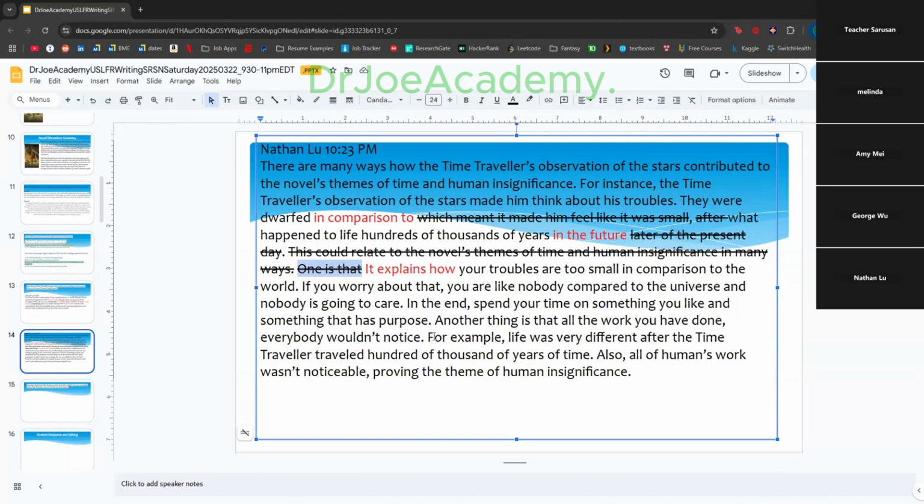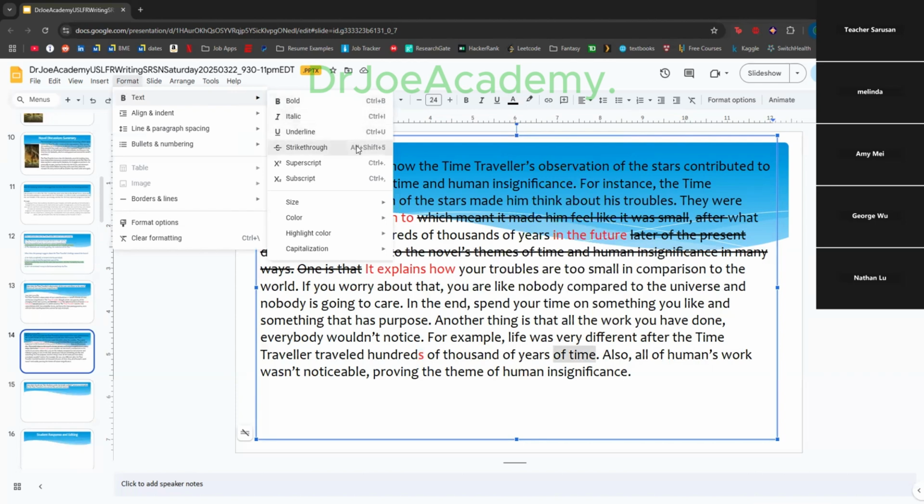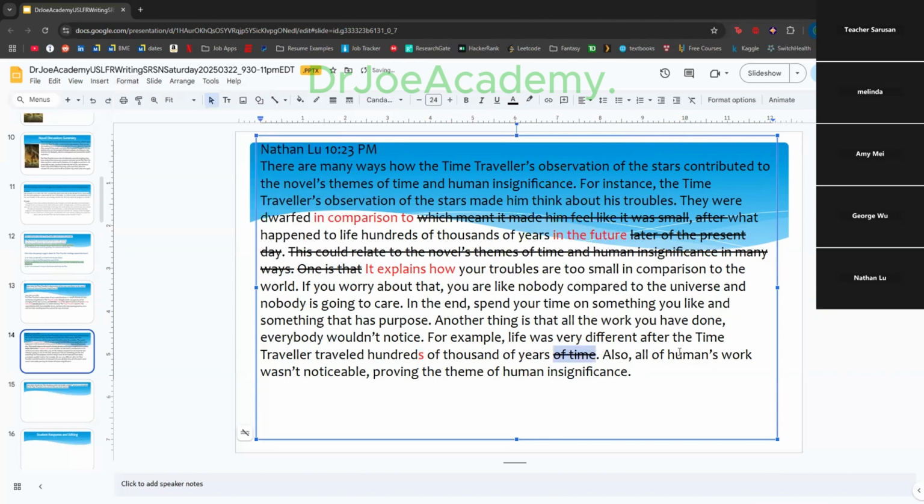Yeah, sure, that makes sense. For example, life was very different after the time traveler traveled hundreds of thousands of years. We don't need this right here. Also, all of humans' work wasn't noticeable, proving the theme of human insignificance.